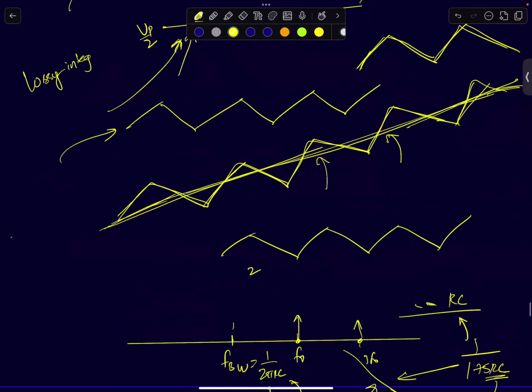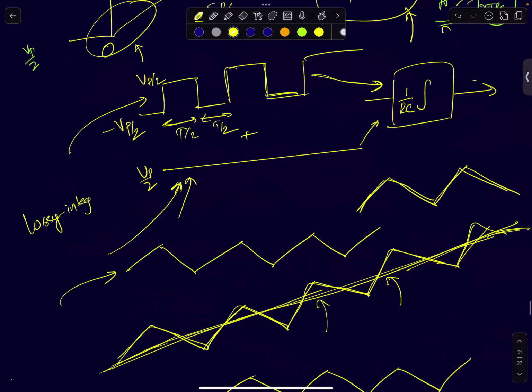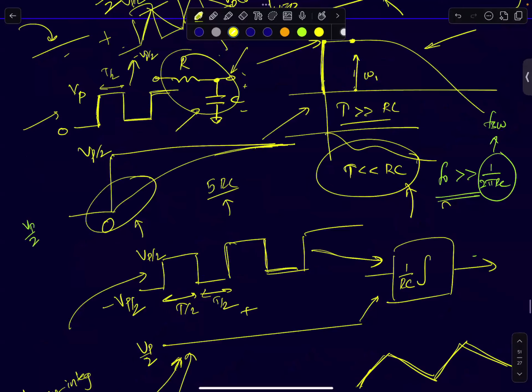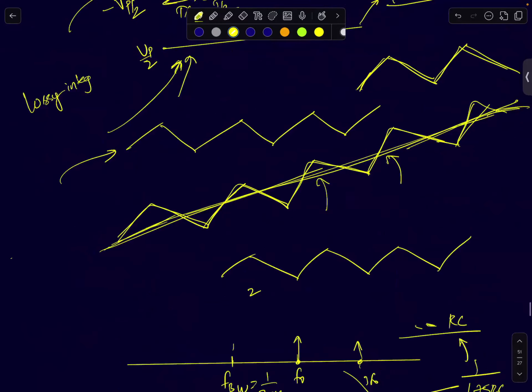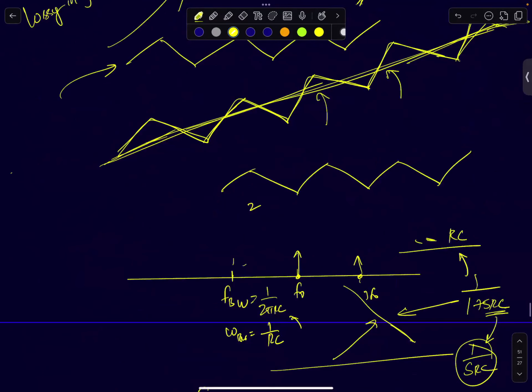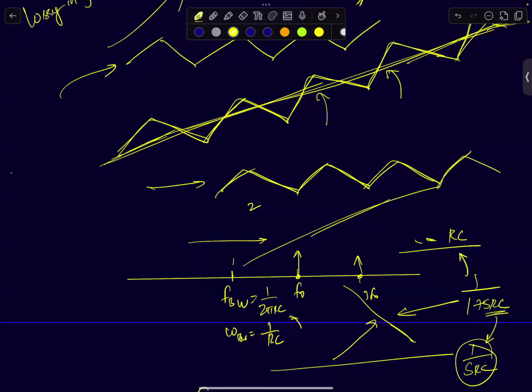But the DC component, which can again be treated as a step input going from 0 to V peak by 2, will slowly add charge to the capacitor. So yes, the output will be the sum of two components: a periodic sawtooth signal plus a ramp signal. You add these two, and that will be the resulting output of the first order RC circuit.